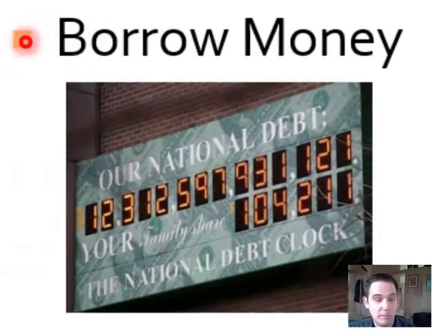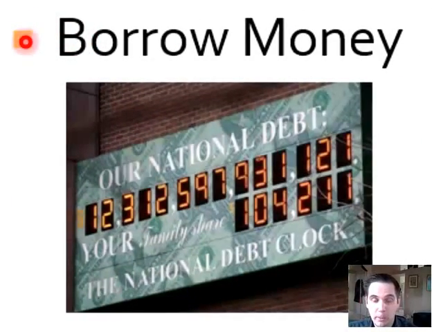Both can borrow money. Both have bills to pay, and if they need to borrow money and increase their debt to do so, then they can do that independently of each other.